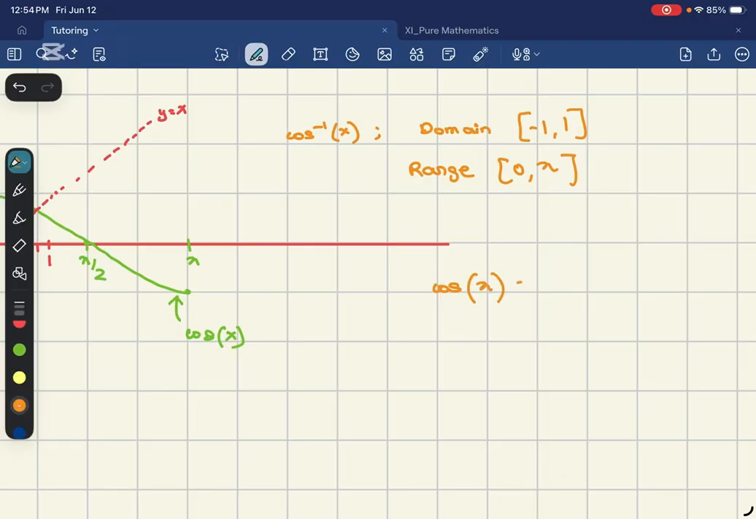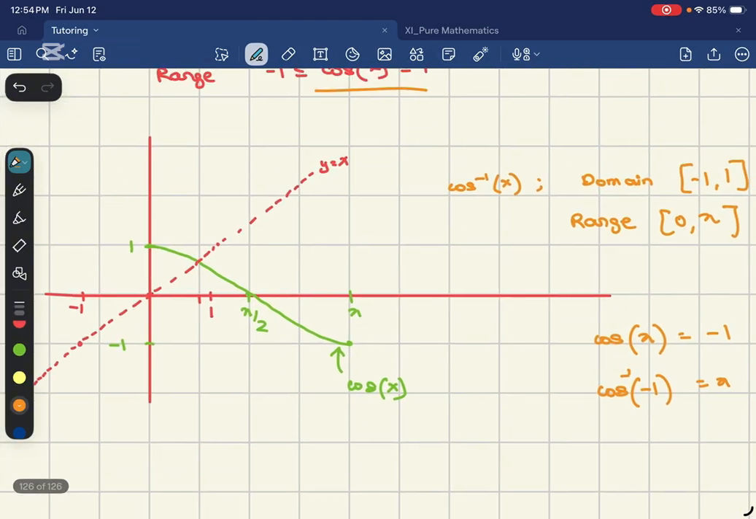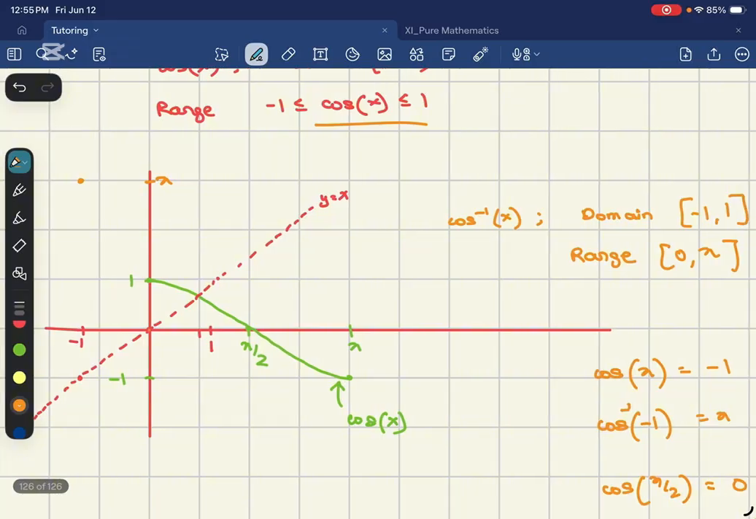Cosine pi is equal to -1. So cosine inverse of -1 should give me pi. So -1, and I get up to pi. So let's say pi is here. So -1, I'm going up to pi, right? Cosine pi/2 is equal to 0. So cosine inverse of 0 is pi/2. So at 0, I am up around here at pi/2, right?